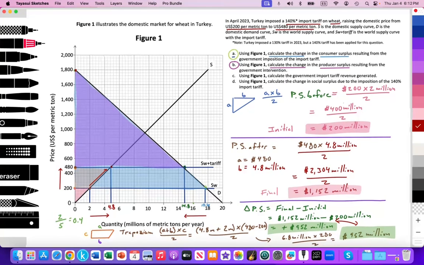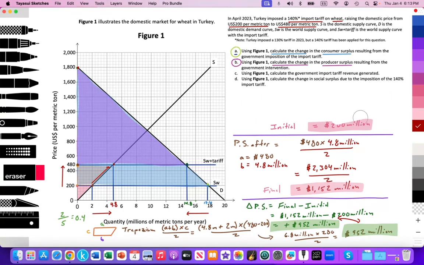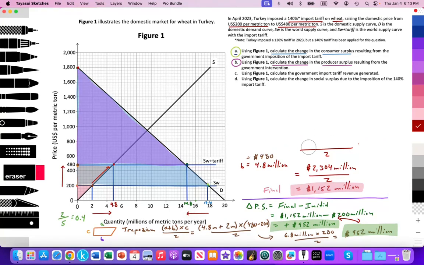This video will be relatively short. We're going to tackle question C. In the previous 3 videos, we went over question A and B, where we were calculating the change in consumer and producer surplus. Question C is asking us to calculate the government revenue generated from the imposition of a tariff. So it's going to be a pretty straightforward, easy calculation.